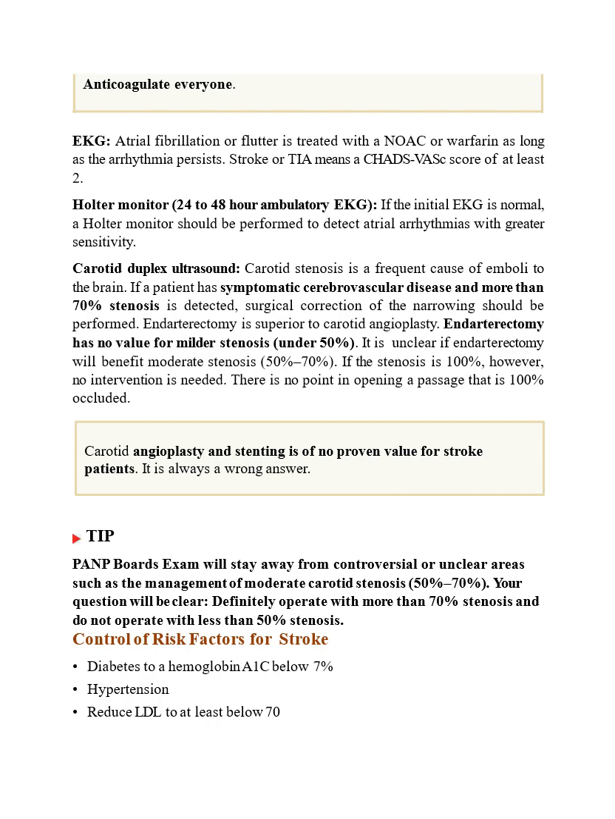Basically, on slide 6, it states that we need to anticoagulate everybody. We can also use EKG. We'll find atrial fibrillation or flutter, which is treated with NOAC or warfarin as long as the arrhythmia persists. Stroke or TIA means a CHA2DS2-VASc score of at least 2.